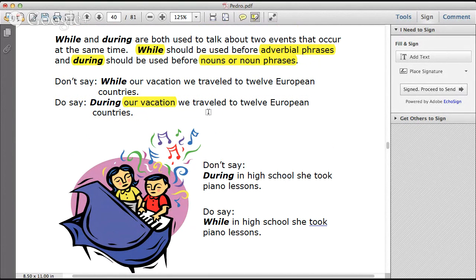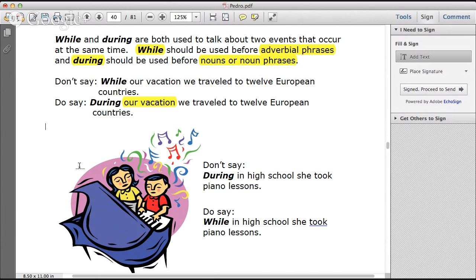Our vacation. This is going to be a noun phrase. During our vacation. We would also use words like during lunch or during work, during class, during dinner, during my study time. All of those words, we would say during. We would not say while.